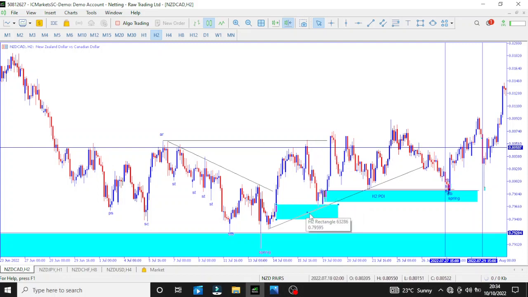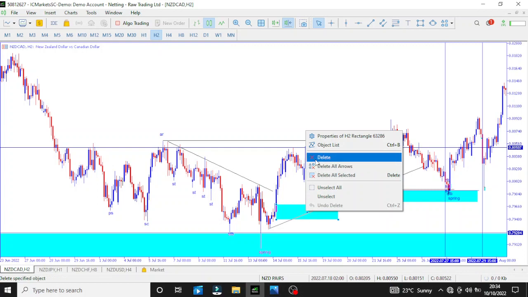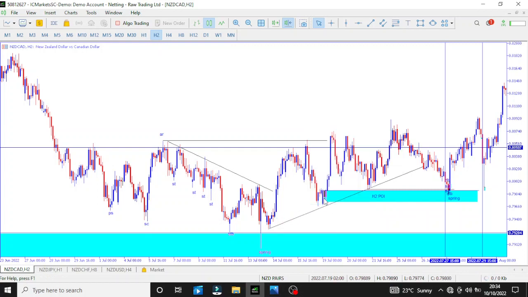That's the magnitude, the importance of this demand. And the price went on and came back and didn't mitigate this point of interest and continued creating a new high and created this momentum trend line. And after this point, I definitely knew that I'm bullish because our accumulation has been confirmed and the price is starting to create this momentum trend line.